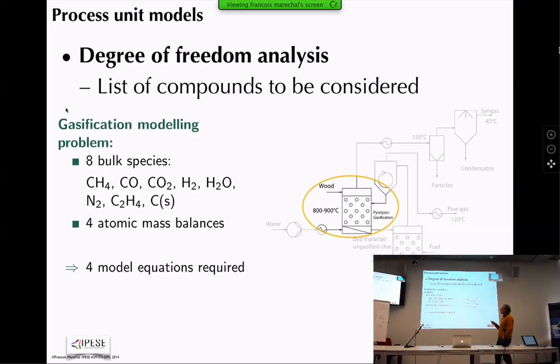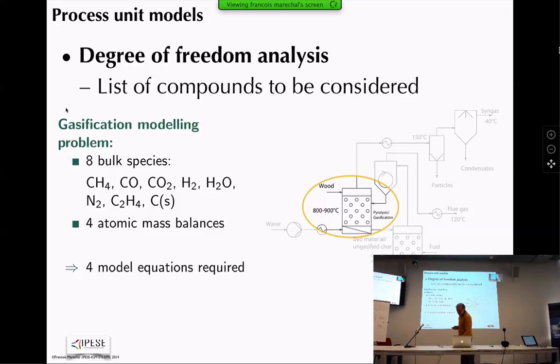Missing one word. So the heavy compounds which will be in the gas phase. You have to declare what you need, okay? And once you have this, then you know the degrees of freedom and you know the level of detail in which you have to go into the modeling of the system.